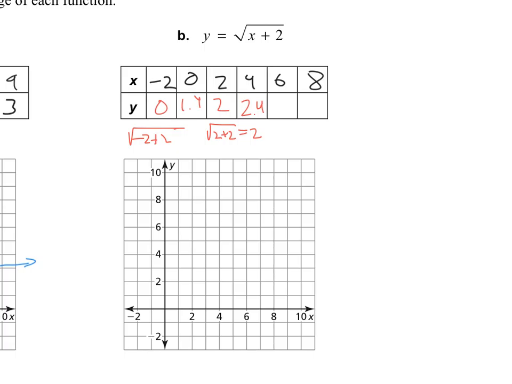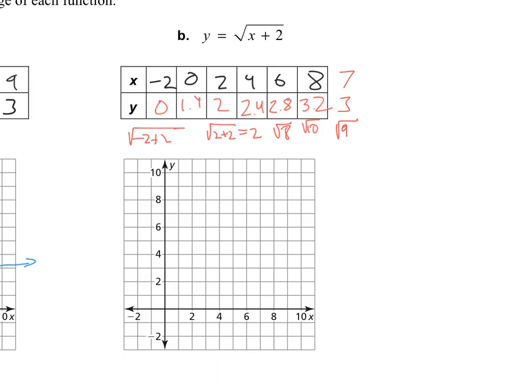If you plug 6 in there, you get the square root of 8, and the square root of 8 is about 2.8. If you plug 8 in there, you get the square root of 10, and the square root of 10 gives about 3.2. All right, now you might have said, oh, well, 7 would be a smart one because that would be 7 plus 2, which is the square root of 9, and the square root of 9 is 3.